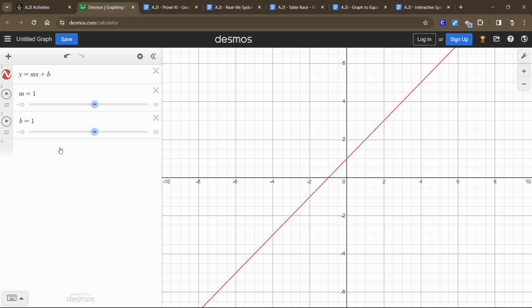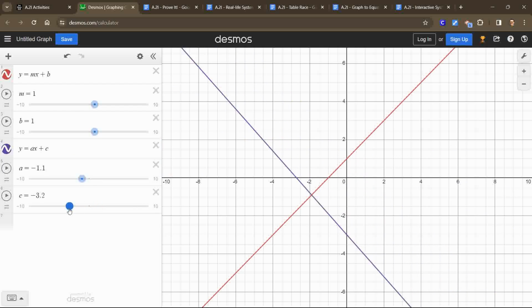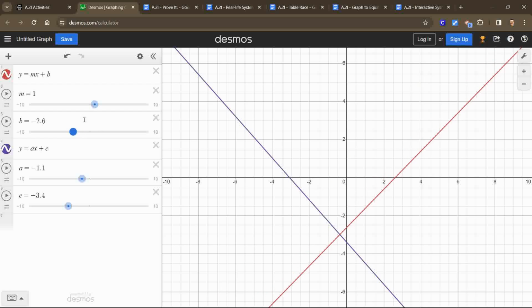You want the sliders. Now you can't do y equals mx plus b because I've already used that. So I said y equals ax plus c. I said zx plus c, but we can do ax plus c. And you want two different sliders. Now, obviously, I've got two different lines sitting on top of each other. And so what we've got is a system of equations, and we're simply going to use these sliders to manipulate them.